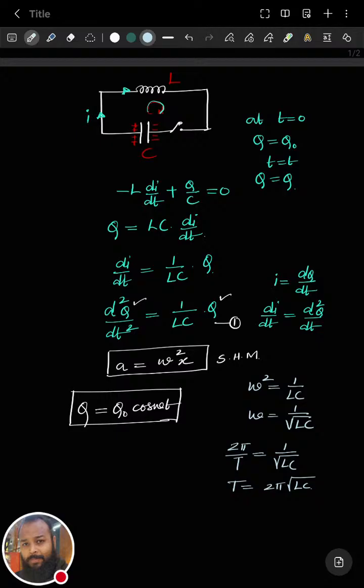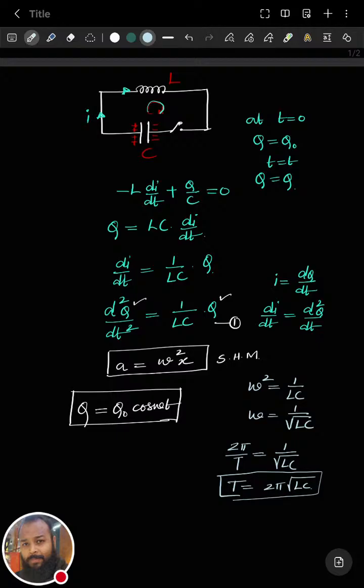Clear? So this is the time period. Sorry for that. That was from my child's school. यहाँ तक ठीक है ना बच्चों?